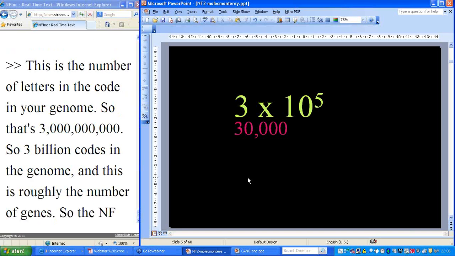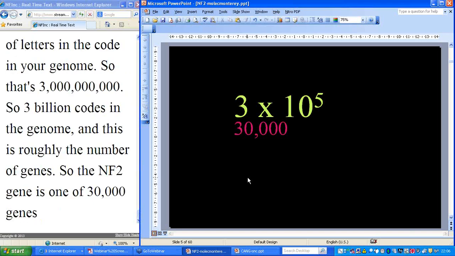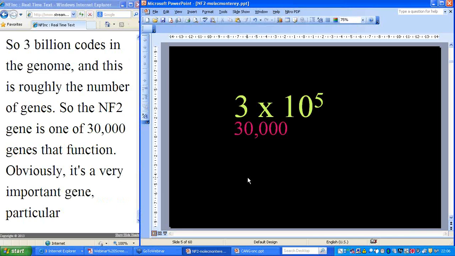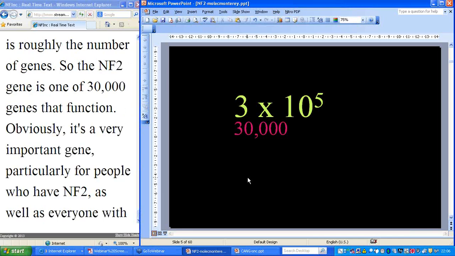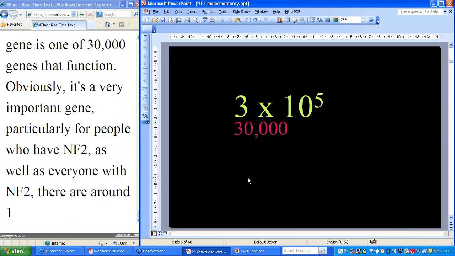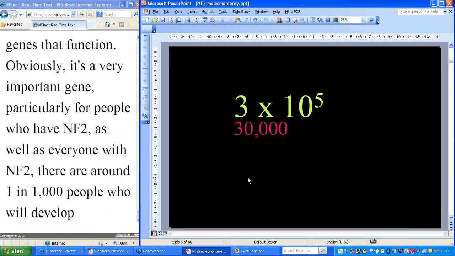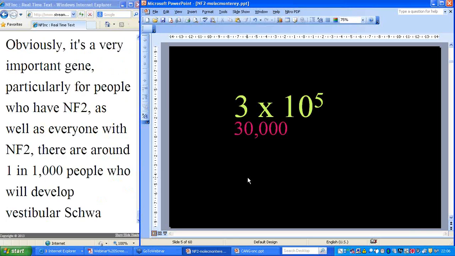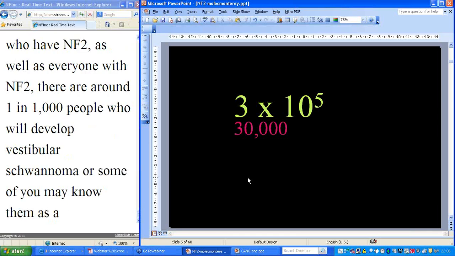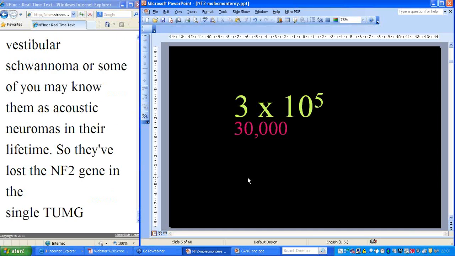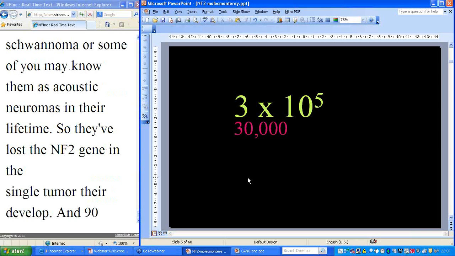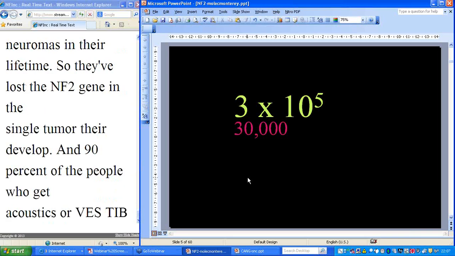So obviously it's a very important gene, particularly for people who have NF2, but as well as everyone with NF2, there are around 1 in 1,000 people who will develop a vestibular schwannoma, or some of you might know them as acoustic neuromas in their lifetime. So for them, they've still lost 2 normal copies of the NF2 gene in their single tumor that they develop. And about 95% of people who get acoustics or vestibular schwannomas are actually sporadic, so they don't have NF2.